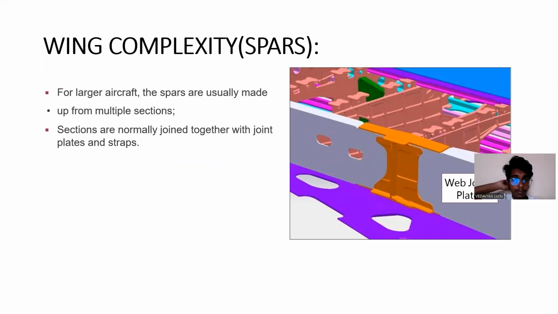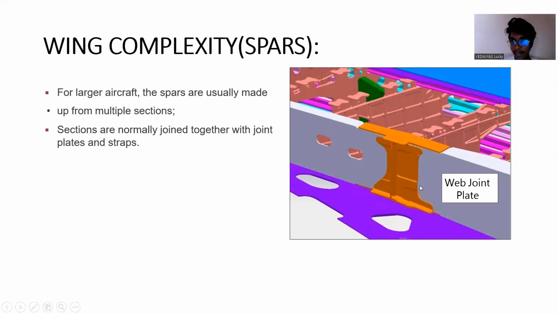For larger aircraft, the spars are usually made up of multiple sections. Sections are normally joined together with joint plates and straps. Here we can see the web joint plate is also attached to the ribs and spars of an aircraft.